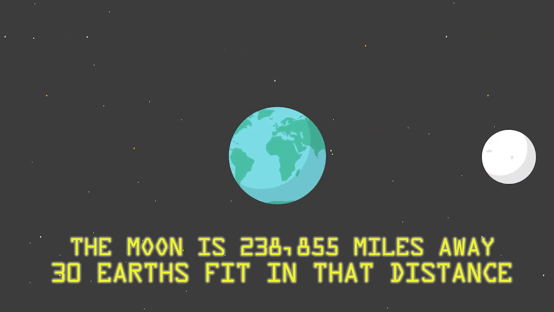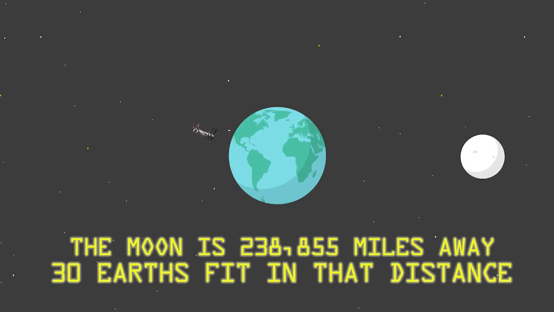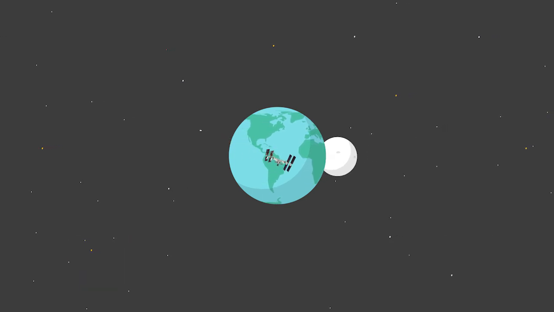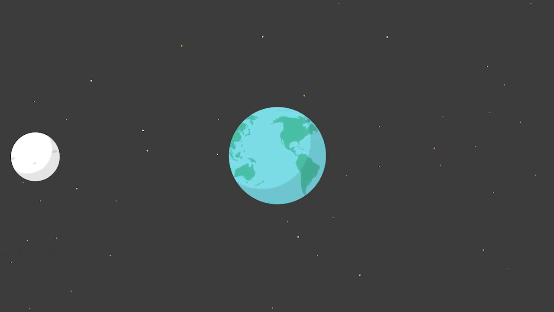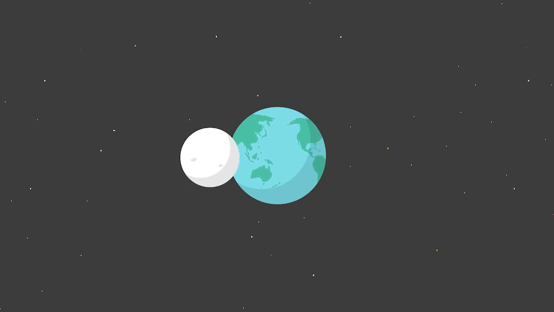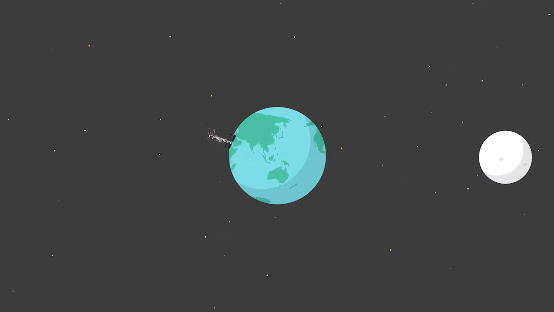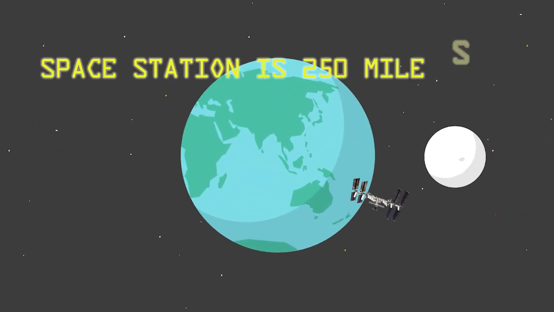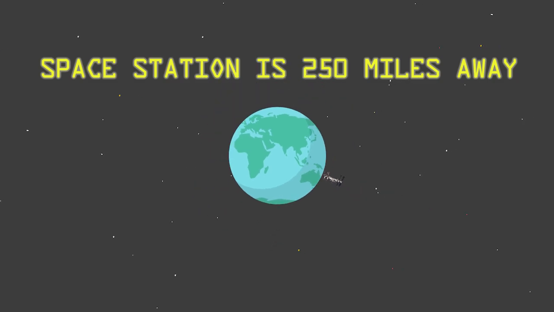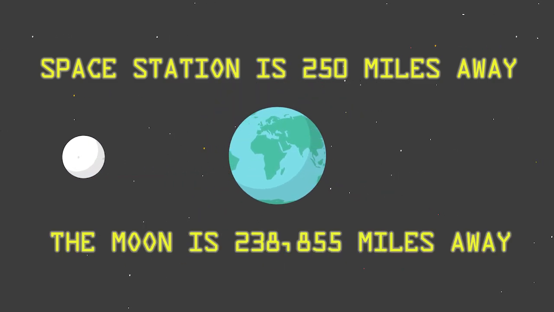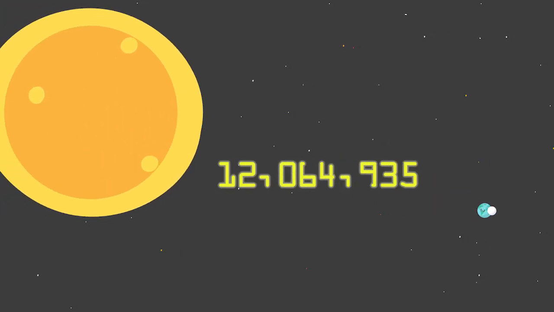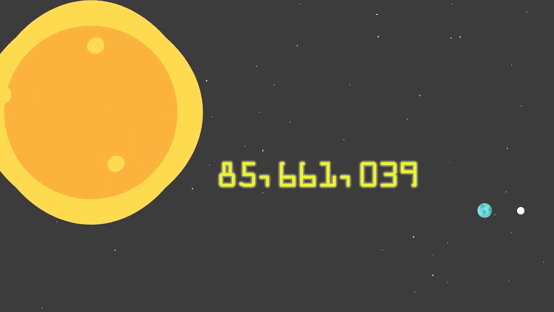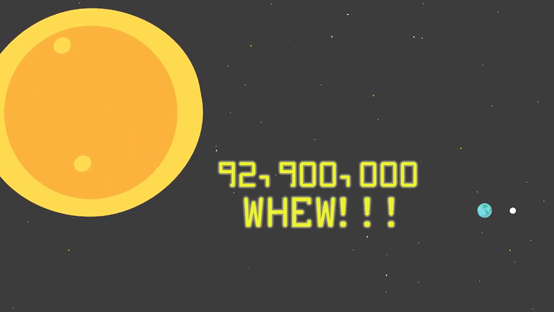When you think about how far away we are from you on the station versus how far away the moon is, the station is only a tiny bit closer to the moon than we are here on Earth. And that's only when the station is in orbit on the same side of Earth as the moon. So, the station is 250 miles away, the moon is 238,855 miles away, and the sun is approximately 92,900,000 miles away. That is quite the distance.